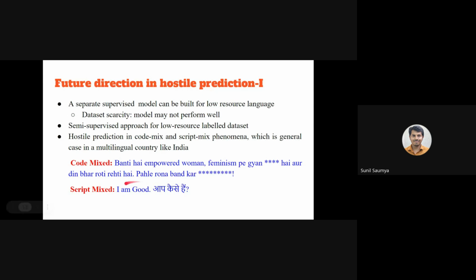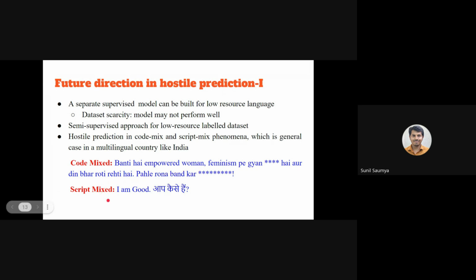Now another kind of challenge you may see in the Indian context is script mixing. For example, "I am good" and then "aap kaise hain." Look here, we have two different scripts. In the earlier code mixed case, we had only one script, the Romanized script, but the language was Hindi.